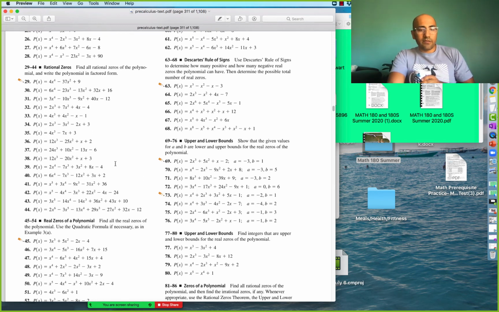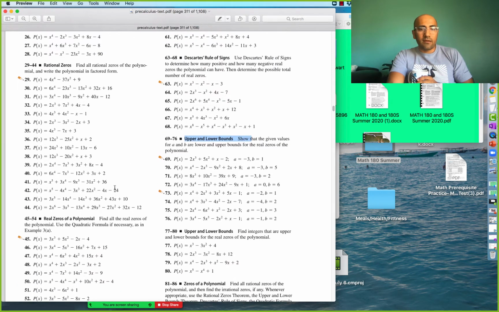The author here is pretending we don't have any of those tools and creating some shortcuts that are helpful. But for us, we don't really need those shortcuts because our shortcut was our calculator to use the table to figure out which ones are zeros. So that's why we don't do this Descartes' rule of signs and the upper and lower bound properties.